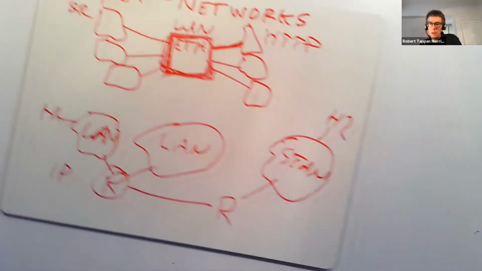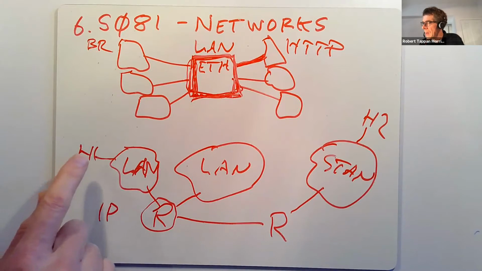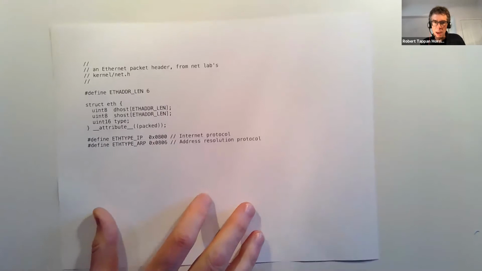I now want to talk about what's inside the packets that move across an Ethernet or move across the larger internet, with an eye to eventually talking about the software in hosts and routers that has to process those packets. So let me start with the lowest level and talk about what's inside an Ethernet packet.